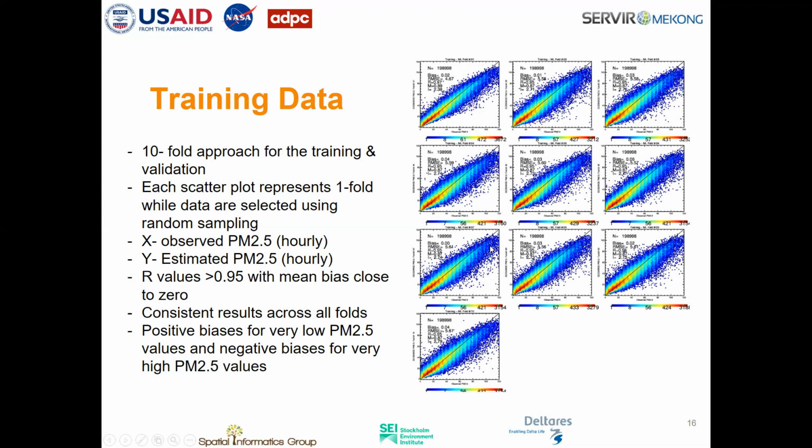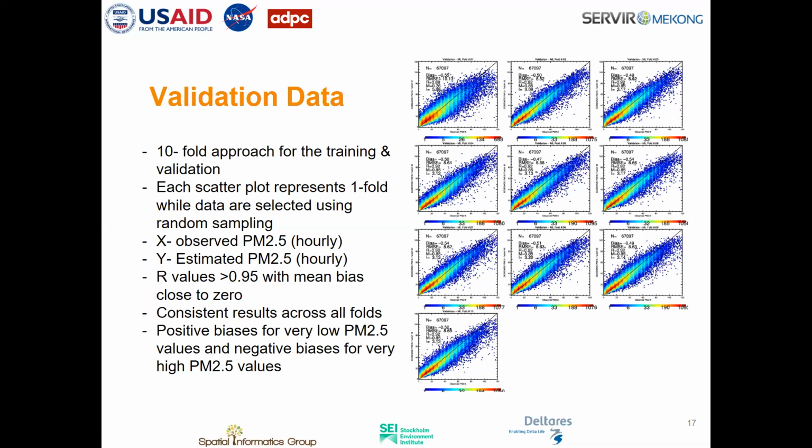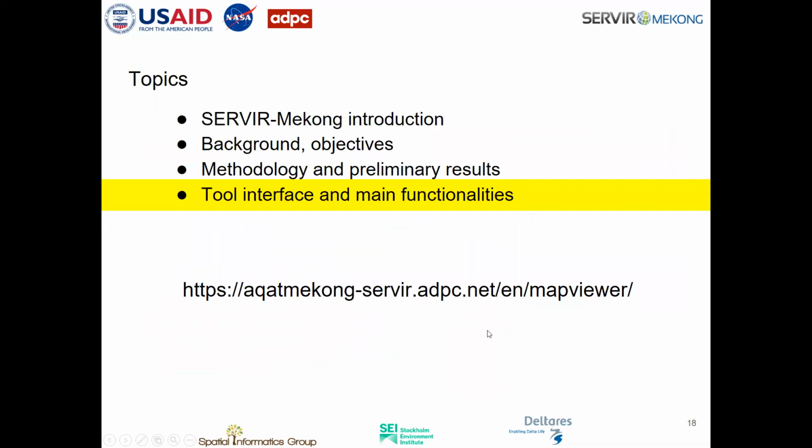And the same thing happens when we do the validation. We have the positive bias for very low PM2.5 right here, and then the negative bias for very high PM2.5 value.